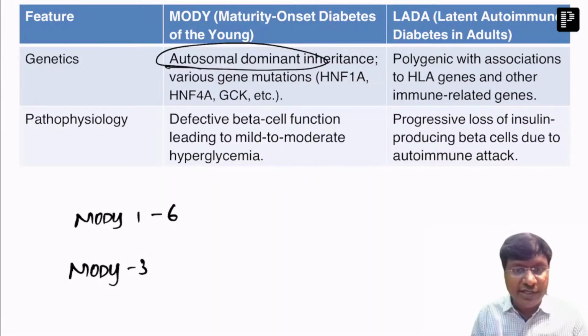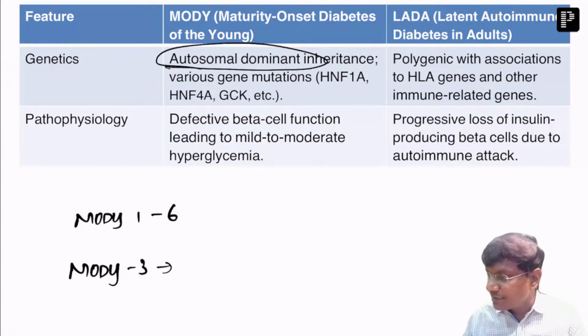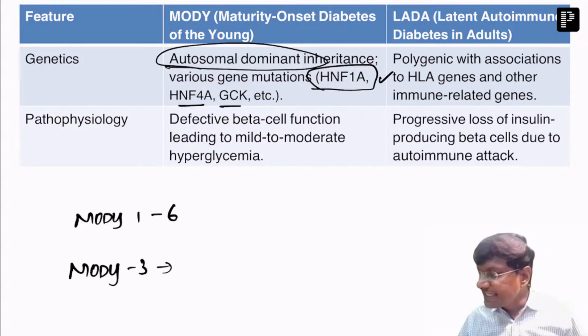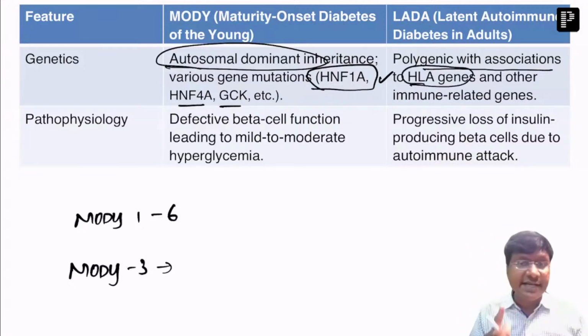And in case of MODY 3, the gene that is being mutated is the HNF1 alpha gene. And in other forms of MODY, we have HNF4 alpha as well as the glucokinase gene, the GCK gene, being mutated. Then you take LADA. In case of LADA, it is polygenic with associations to the HLA. That means there is an HLA association in case of LADA, right?